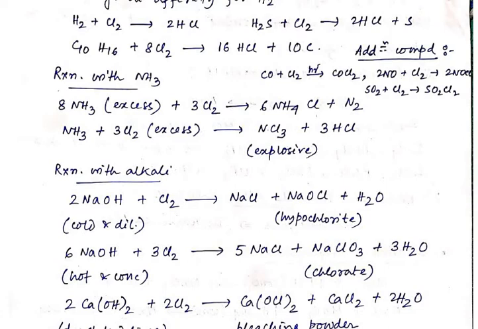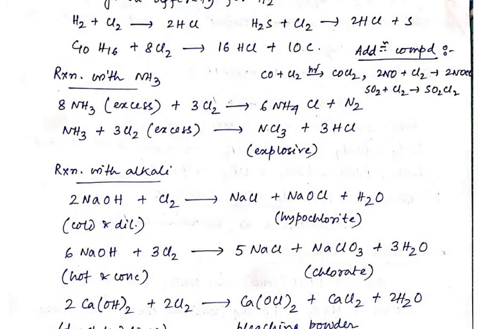If I have an excess amount of ammonia, and it reacts with the chlorine, that is 8NH3, in excess amount, and when it reacts with 3Cl2, then it will form ammonium chloride, that is NH4Cl, along with nitrogen. And when the chlorine is in excess and ammonia is in minimum amount, that is NH3 plus 3Cl2, then it will form NCl3, that is nitrogen trichloride, along with HCl, and that NCl3 is explosive in nature. Okay, so these are the two parts.